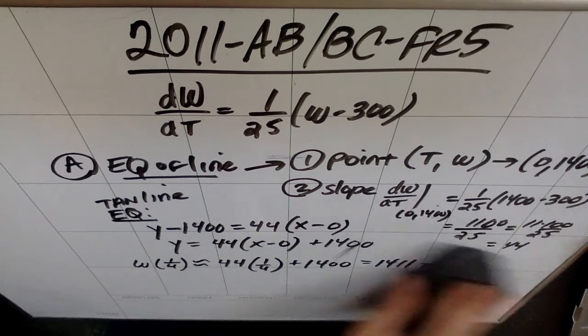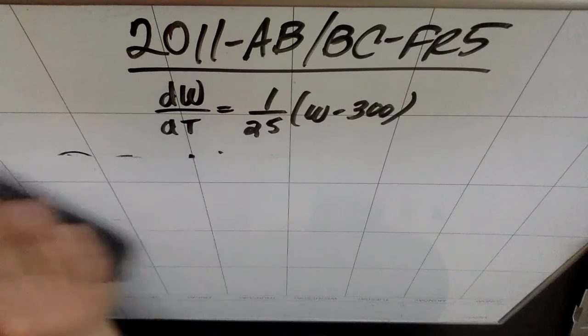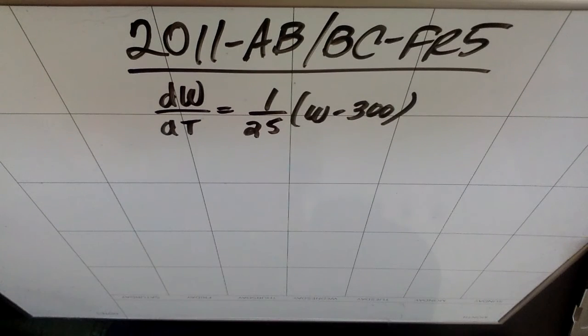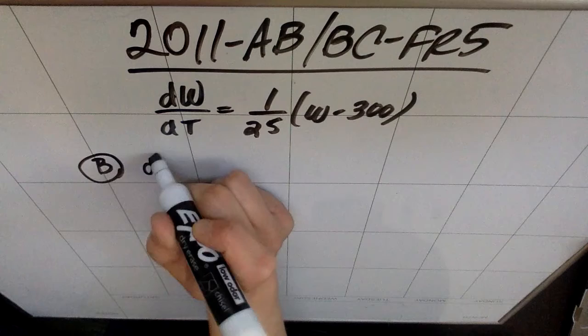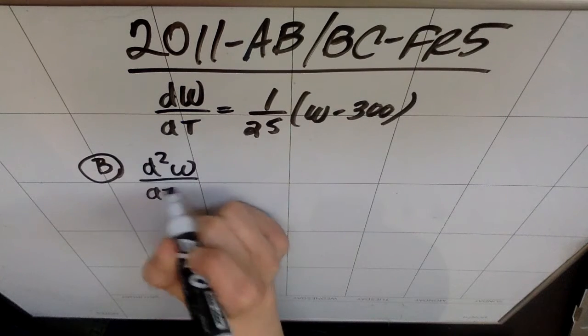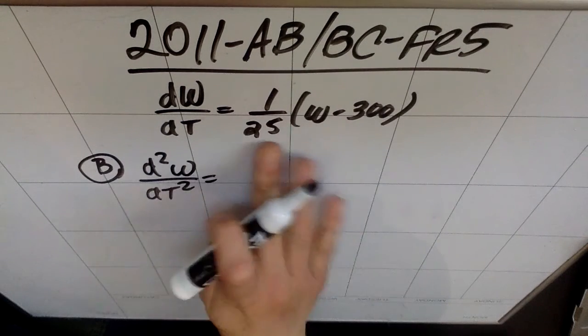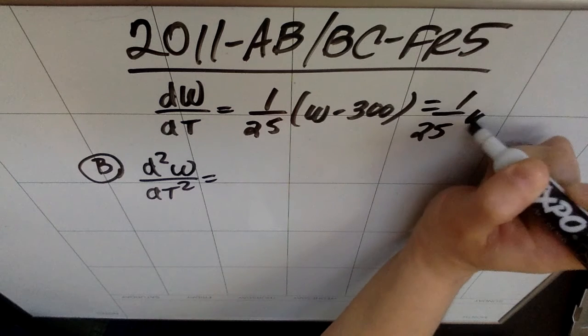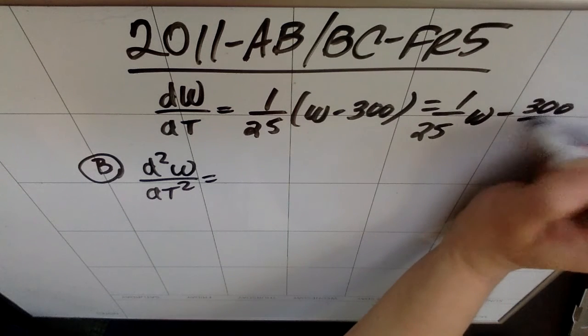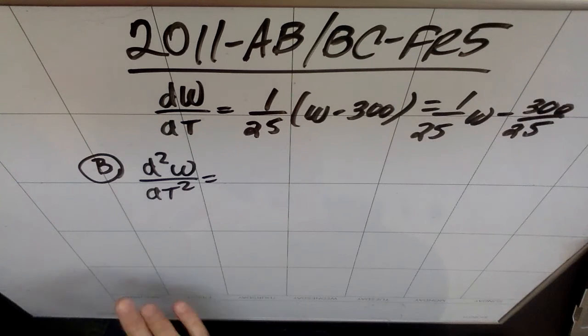So the first thing I'm supposed to do in part B is find the second derivative of this thing in terms of W. So part B, d squared W dt squared is going to be, now it's up to you if you want to distribute this. I'm going to argue that I probably would have treated this as a 1/25 W minus 300 over 25. And I know I could figure out what 300 over 25 is. It's not a big deal. I get that it's a 12, but I don't really care because I'm going to derive it away anyway in a sec.